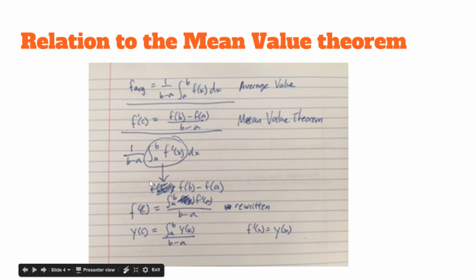So let's replace that. Down here, I have f prime of c is equivalent to the integral from a to b of f prime of x over b minus a. Now, this is almost exactly like the first equation. However, we can always replace f prime of x with y of x. And if we do that, we get y of c is equivalent to the integral from a to b of y of x over b minus a. And that's just equivalent to the average value theorem. And that is how you prove that it guarantees a value c in the interval.